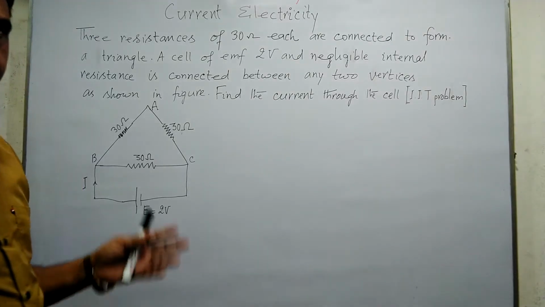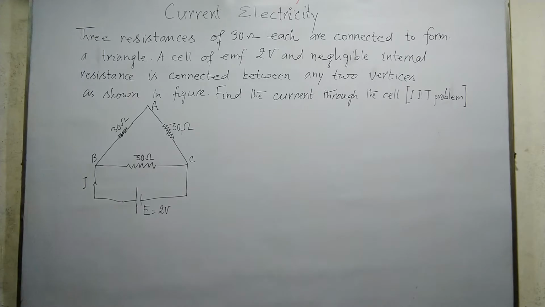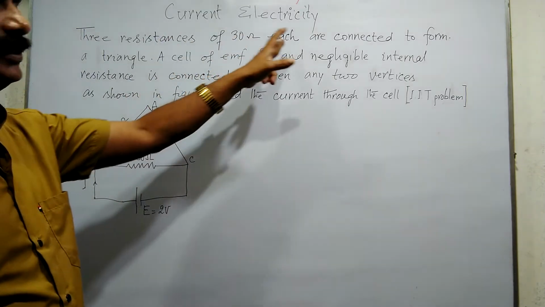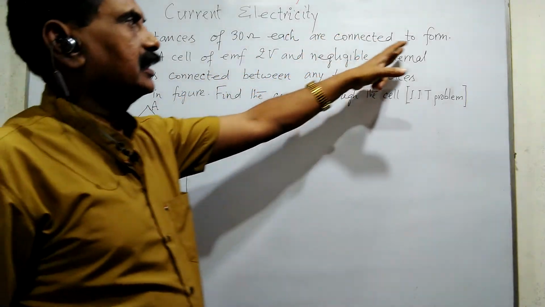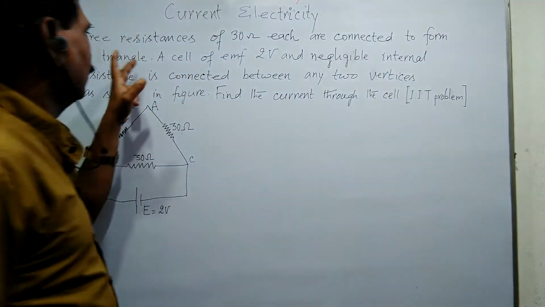Okay, students, now let us take another problem. What is this? There are three resistances of 30 ohm each, connected to form a triangle.